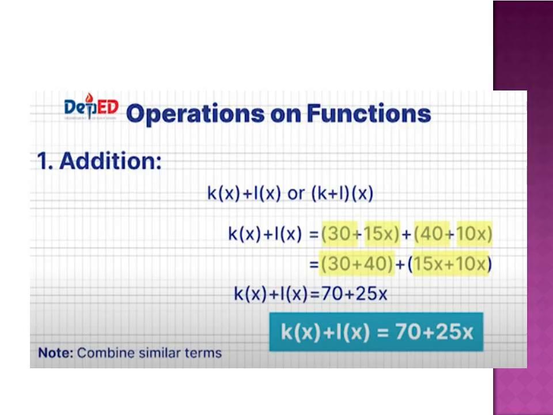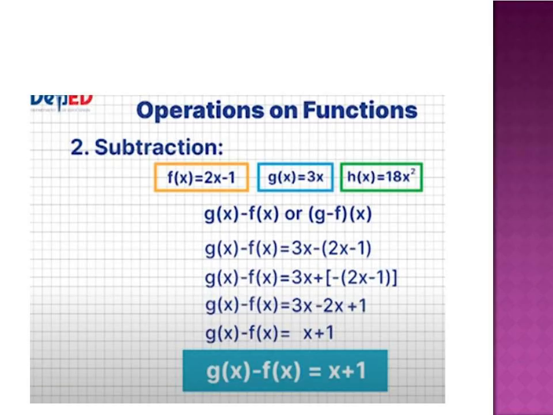By associative property of equality, we may have k of x plus L of x equals the quantity 30 plus 40 plus the quantity 15x plus 10x. Adding 30 and 40, we have 70. Also, 15x plus 10x is 25x. So we say that the amount of money saved by both Kevin and Lena in x number of days is given by k of x plus L of x equals 70 plus 25x. And we just have added functions.